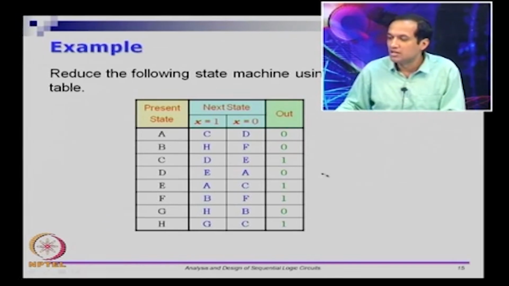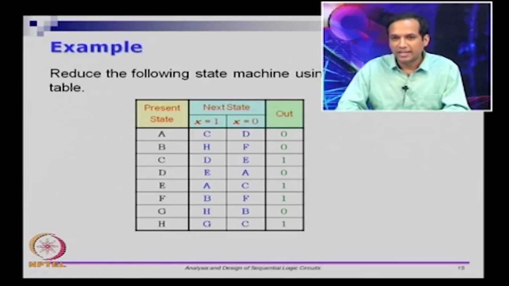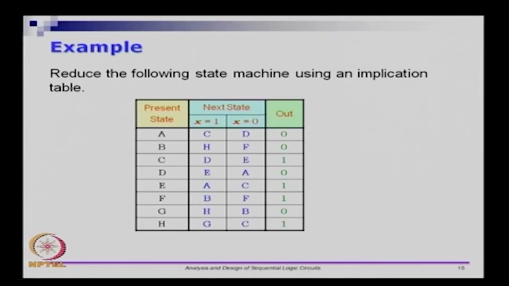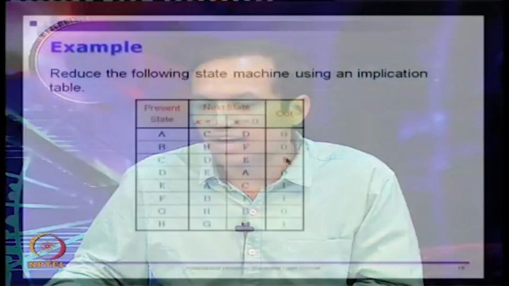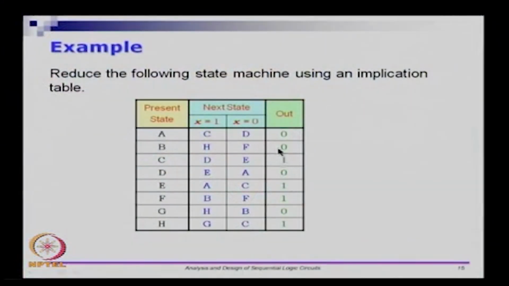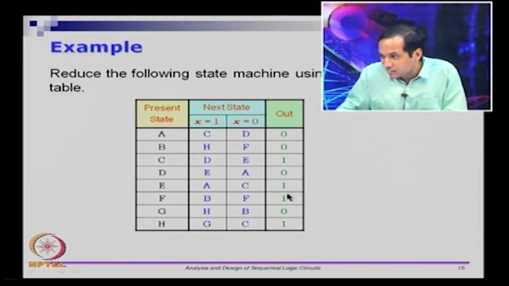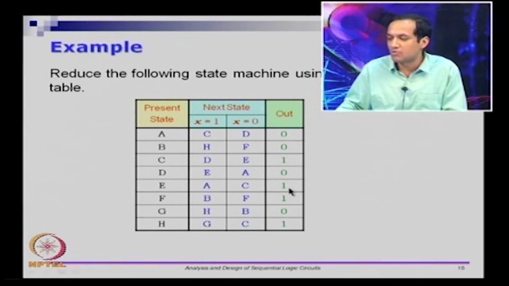I can do this. So what I want you to do is draw an implicant table. On the x axis you should start from state A, go to G, on the y axis you start from B, go to H, and you put all the crosses where you know that the output of the states are actually different. So A and C have different outputs, so A cannot be equivalent to C. A and E are different outputs, A cannot be equivalent to E, and so on.